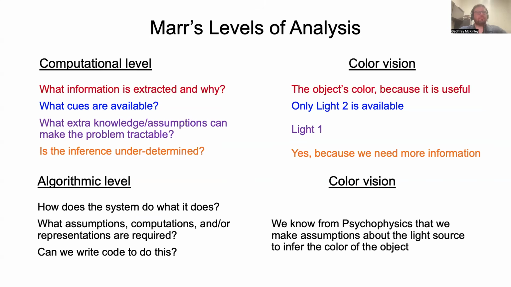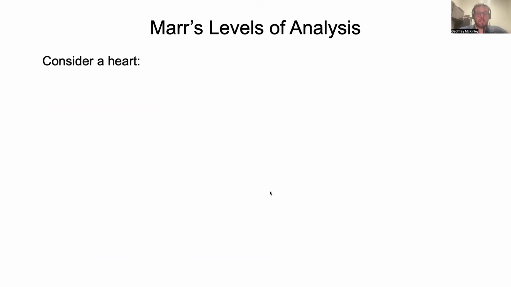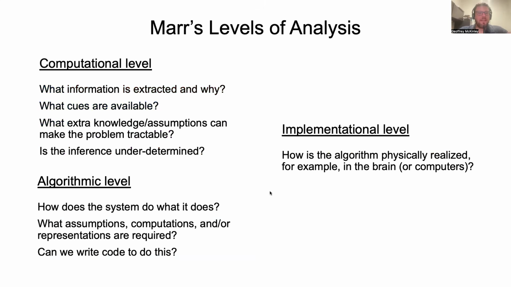So, in color vision, the algorithm might be to assume certain things about the light source in order to infer the color of the object. And then, of course, the implementational level is more about how the algorithm is physically realized, for example, in the brain or on a computer, maybe, right? Okay, and then we'll just keep doing these examples, and the next one we'll be talking about the heart, and we'll keep going on there.